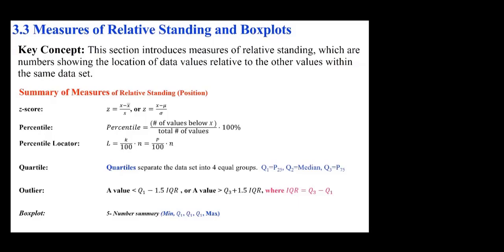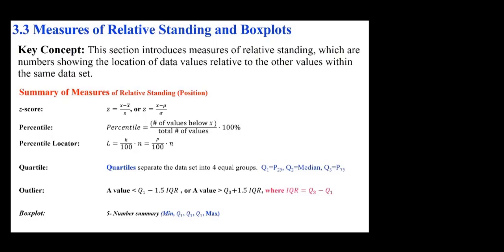Percentile is calculated as the number of values below a specific number divided by the total number of values. That 100% just changes it to a percentage. Percentile locator, notice we use L. In some cases, I've seen that they use C. N is the sample size, but notice k over 100 or p over 100. A percentile, in many texts, they use P. In some cases, they use K. So again, I want to make sure that you're familiar with various notations.